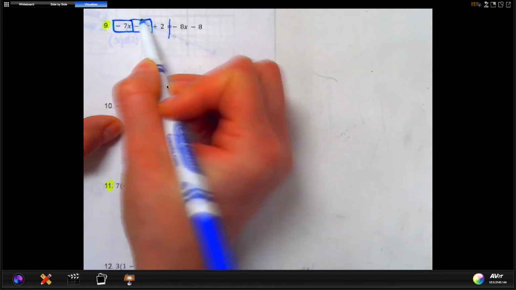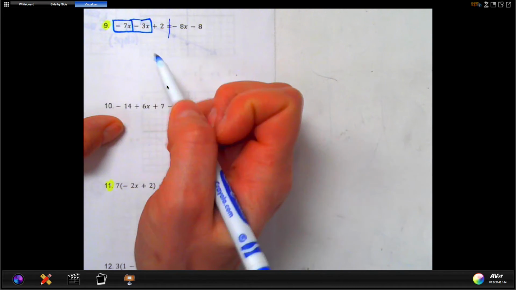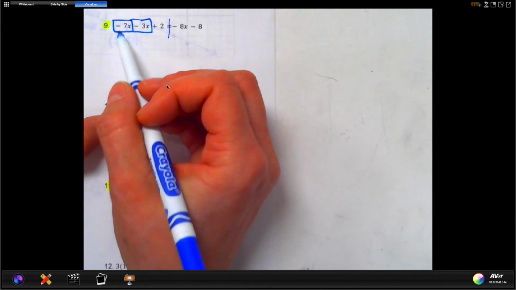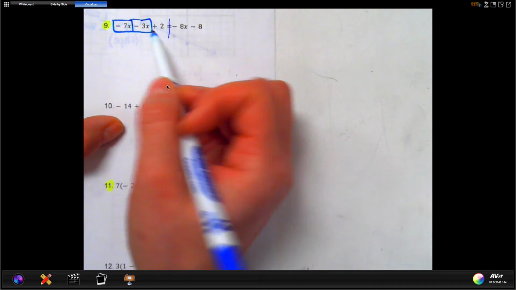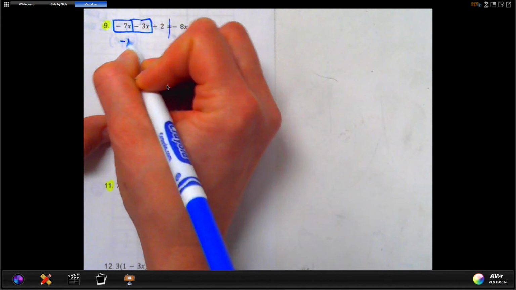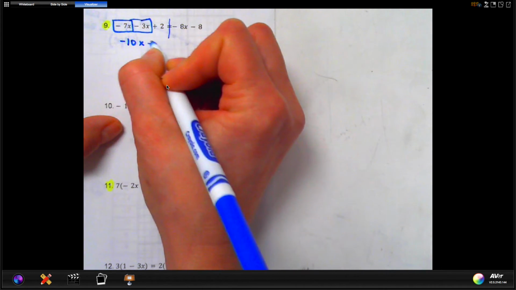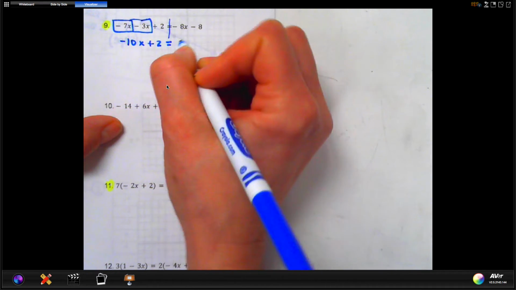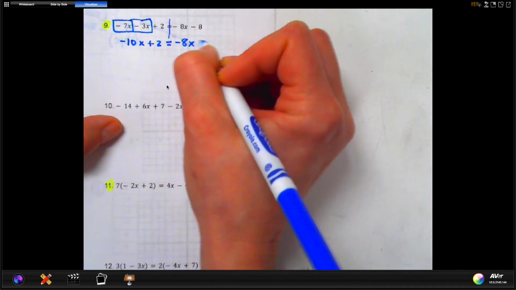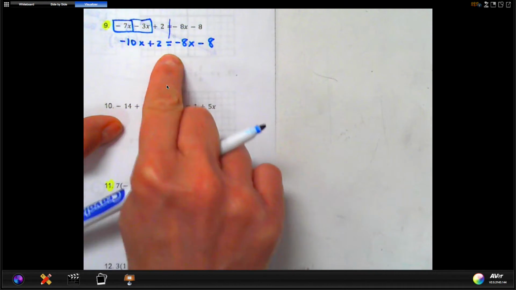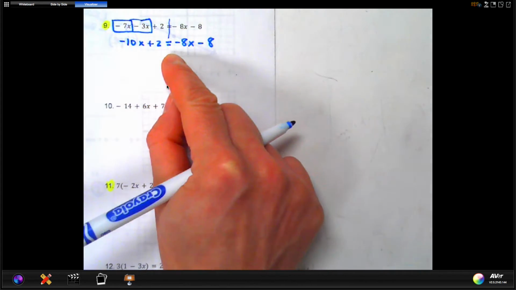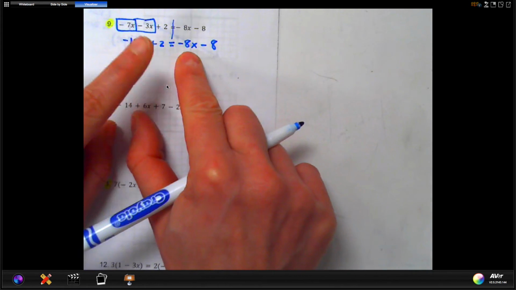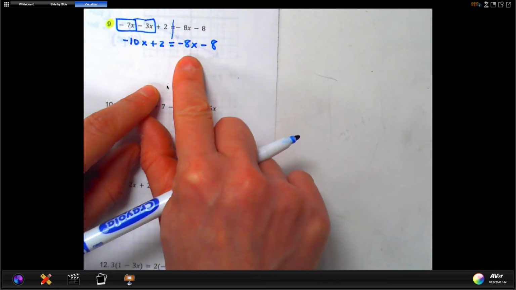So negative 7x can go with negative 3x. So putting those together, negative 7x minus 3x gives me negative 10x. Bring down plus 2, bring down equals negative 8x minus 8. Now you have a problem similar to the one we just did. You have an x on both sides, so cancel the 1 on the right.